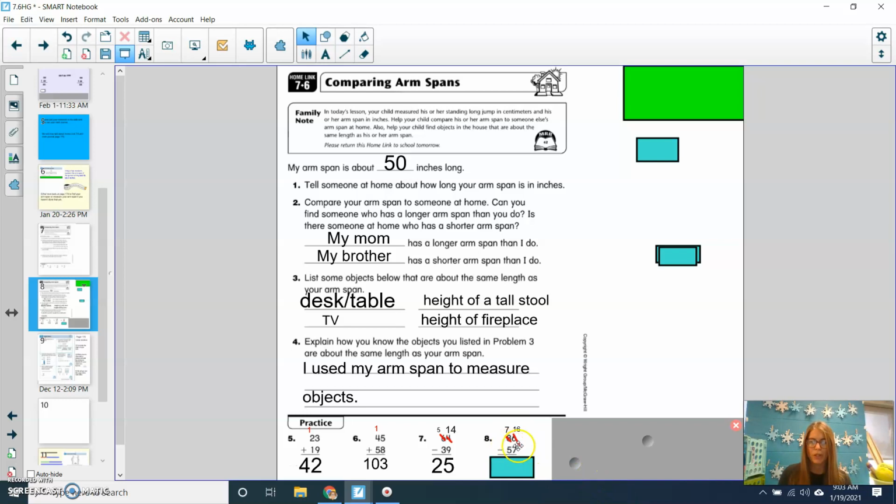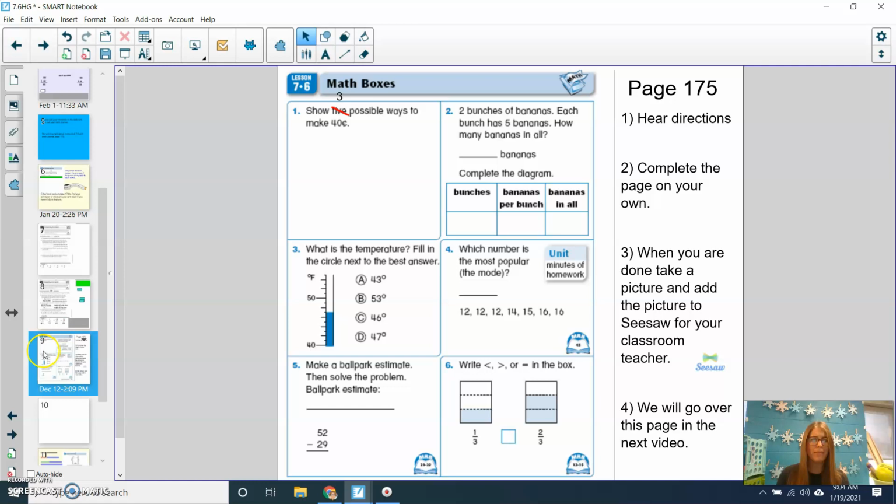So I have more on the floor again, so I needed to go next door. I changed my 8 to a 7. My 6 becomes a 16. I know 16 minus 7 is 9, and then I know that 7 minus 5 is 2, giving me my answer of 29. So double check to make sure you have your home link correct before moving on to math boxes. Our math box page today is 175.